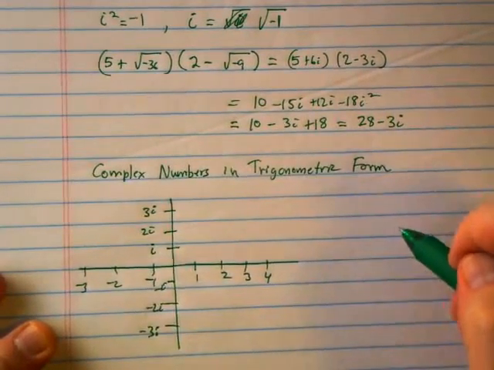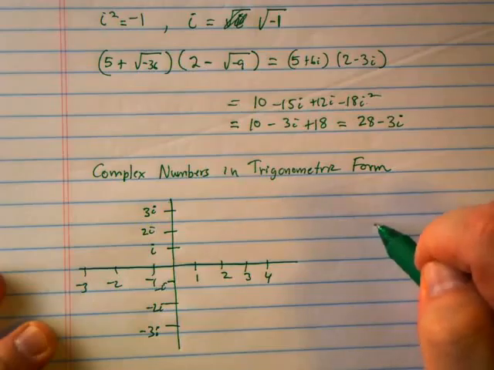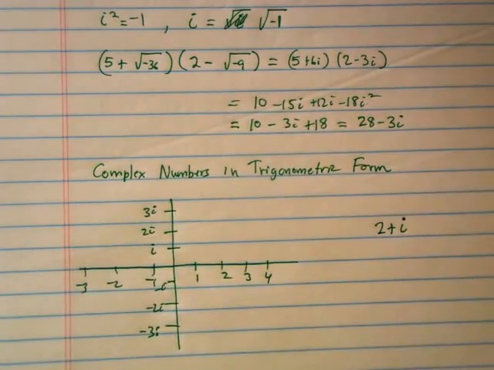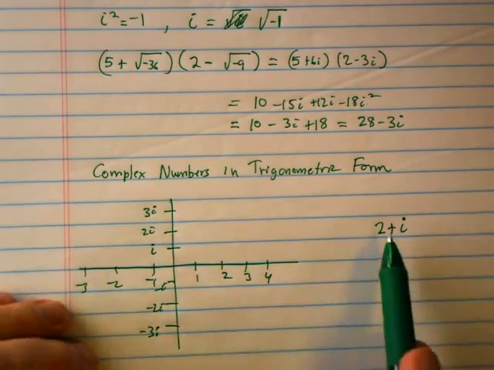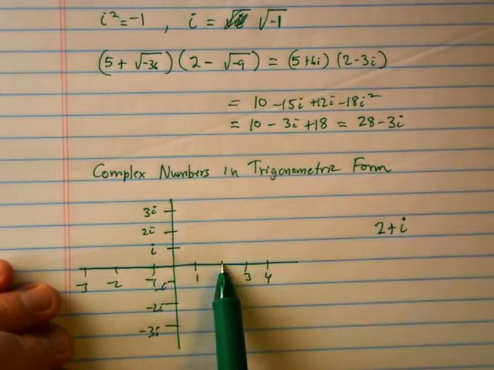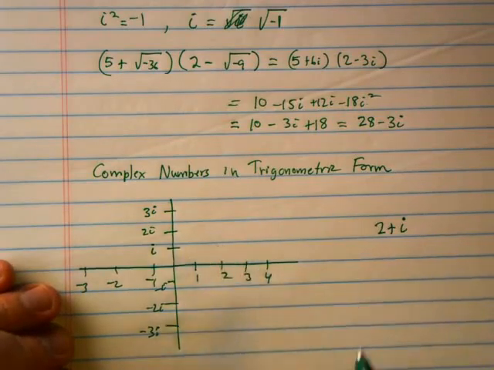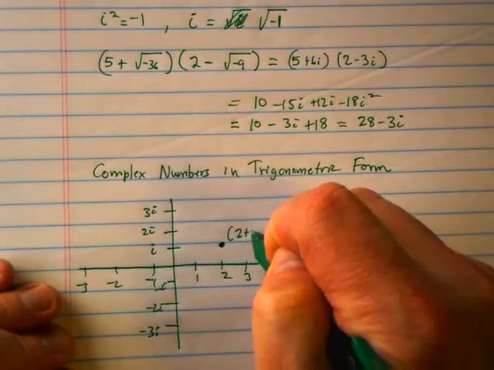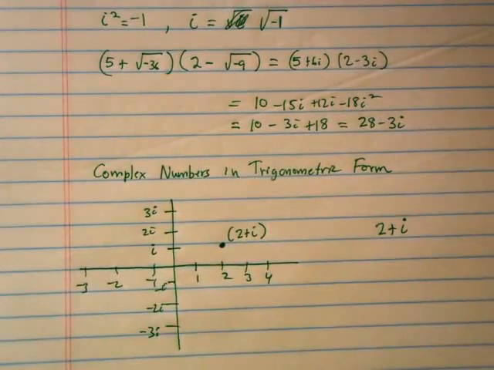So how would you plot, say, 2 plus i? What do you think the graph of 2 plus i is? Well, 2 is the real part. So I start at the origin, and I go over 2. And then what do I do with this i? I go up to where the i is. So we would call that point right there. That would be the point 2 plus i.